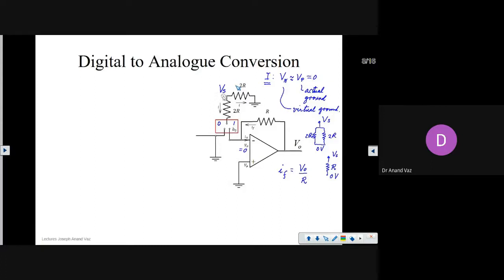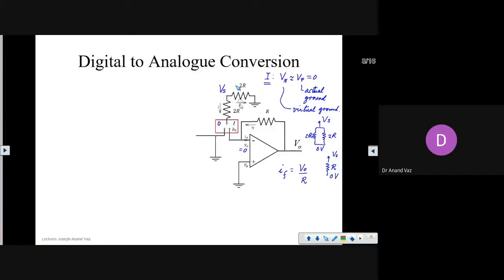So if the current I passes through this, the same current will also have to pass through this because both are seeing the same resistance. This end is at a potential, and the resistance here also is 2R, here also is 2R. The potential here is 0, potential here is also 0. So the current passing from here will be I, the current passing through this will also be I. So the current that is drawn from this supply Vs will be actually 2 times I.